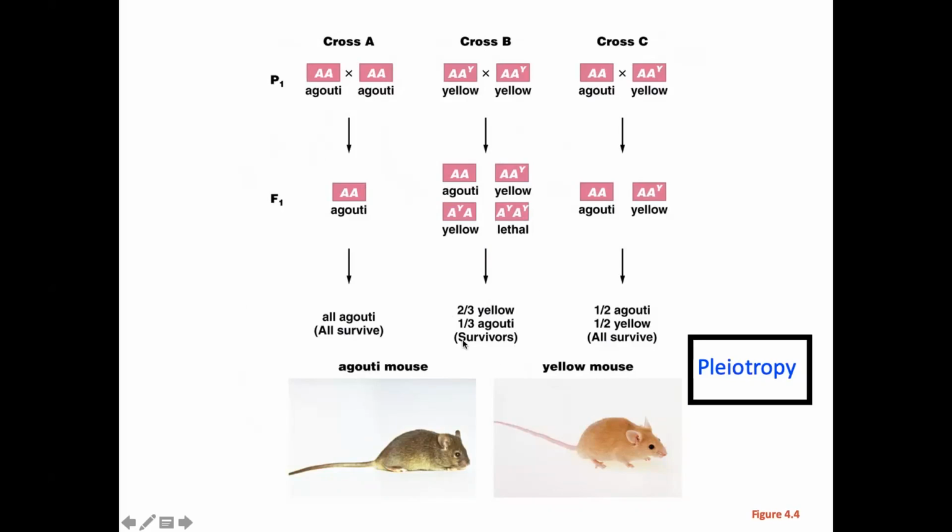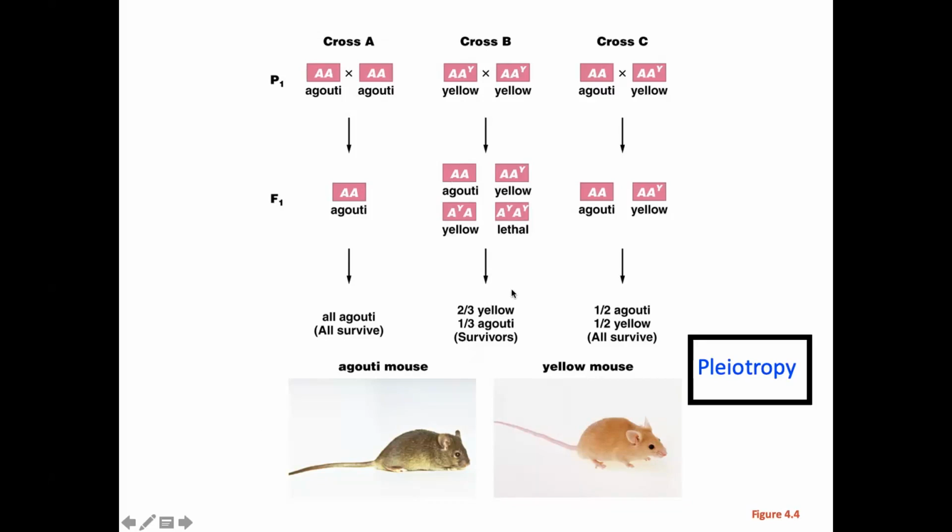So they said, okay, well, it's still a single gene trait. You have dominant recessive alleles, yellow being dominant to agouti, but in addition, that yellow allele also acted as a recessive lethal. So in other words, if you were homozygous for the yellow allele, that would be a lethal condition. And that therefore would give rise to a 2-to-1 segregation ratio in that F2 population.